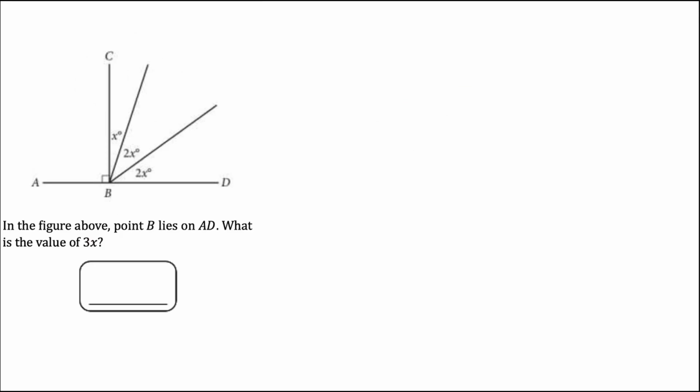So next question. In the figure above, point B lies on AD. What is the value of 3x? So the line is AD. So that means the angle at the point B is 180 degrees and angle ABC is 90 degrees. So this is 90 degrees, and the other side also we should have 90 degrees. So the sum of all these 3 angles must be equal to 90 degrees.